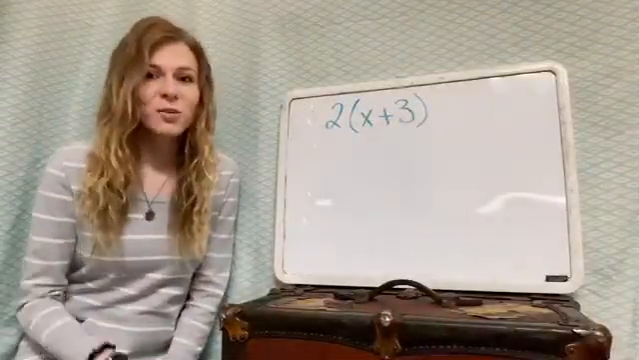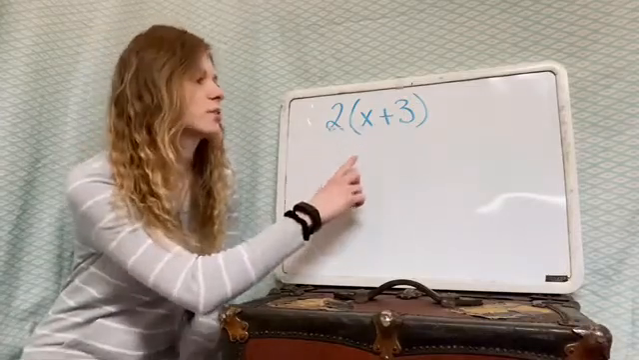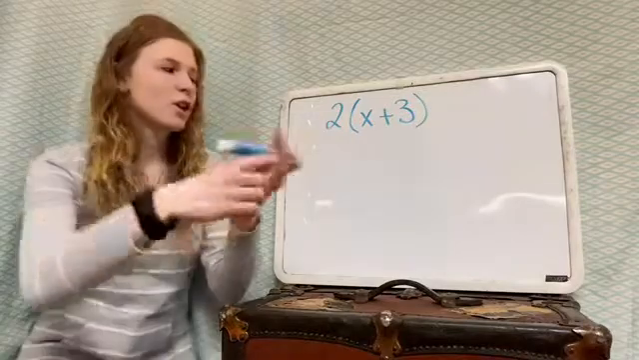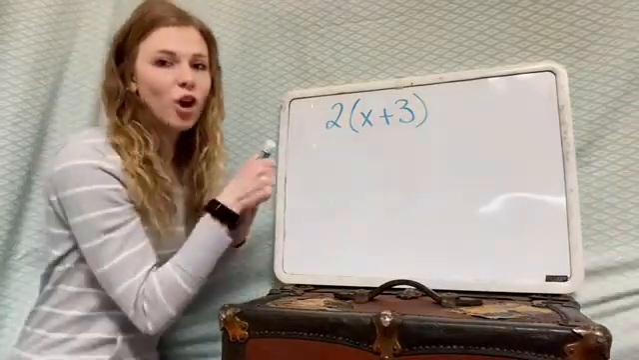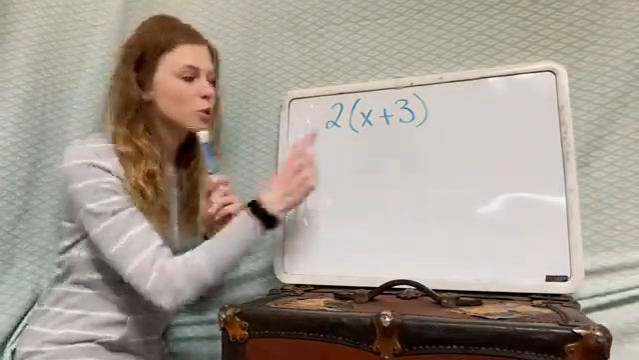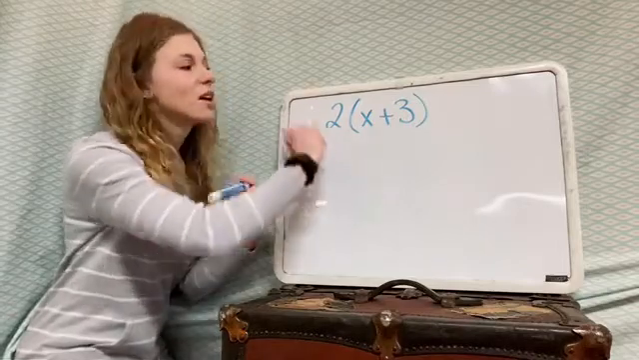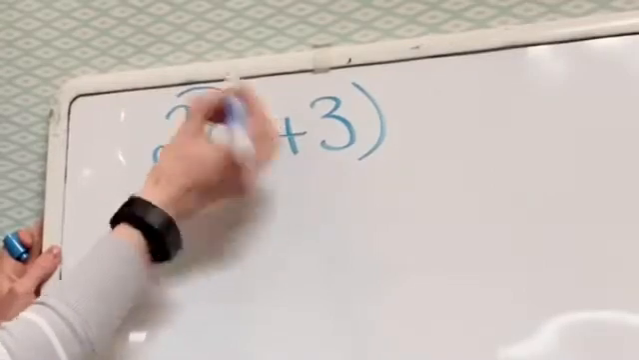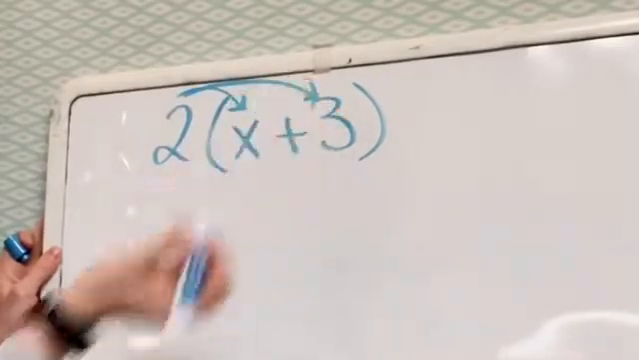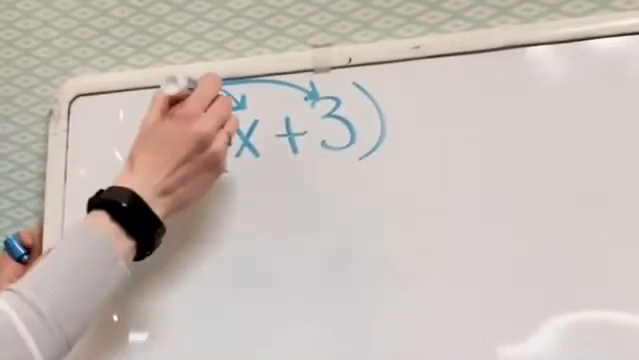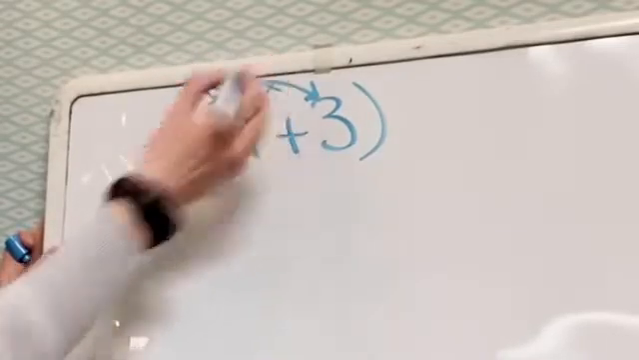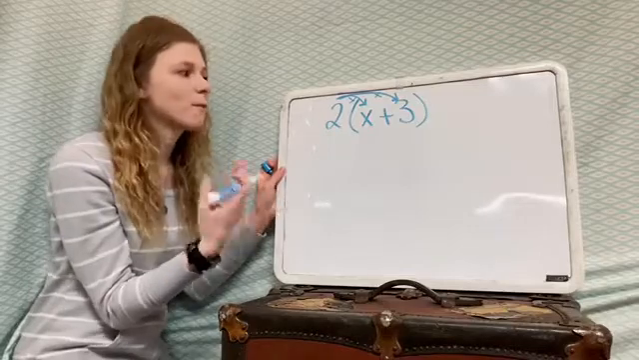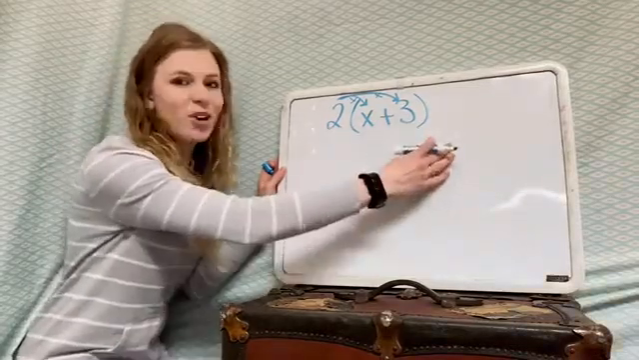For my first example, I have 2 times x plus 3 in parentheses. Just like in the first video, I am going to create my little arches to distribute the 2 that's on the outside to everything on the inside. So I'm going to take 2 and distribute it to the x, 2 distributed to the 3. I also still like to put the little x's on my arches to remind myself that when I distribute, I multiply. So now I'm going to follow my arches and write that down.